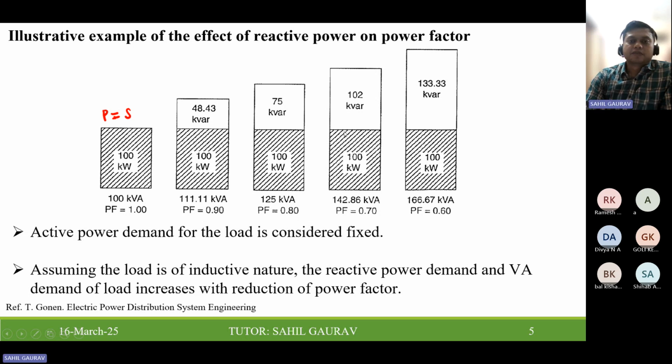In the fourth case, we have increased the reactive power to 102 kVAr. So again, if the reactive power demand for the load is increased, then the power factor again deteriorates, and it comes out to 0.7. In the last case, we have increased the reactive power to 133.33 kVAr. Again the power factor is reducing, and it comes out to be 0.60. So we can see that the reactive power demand increases with the reduction of power factor.